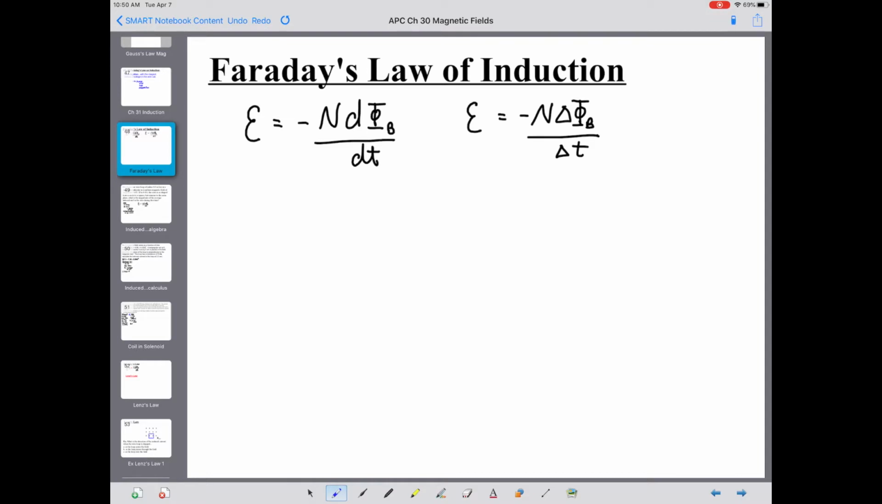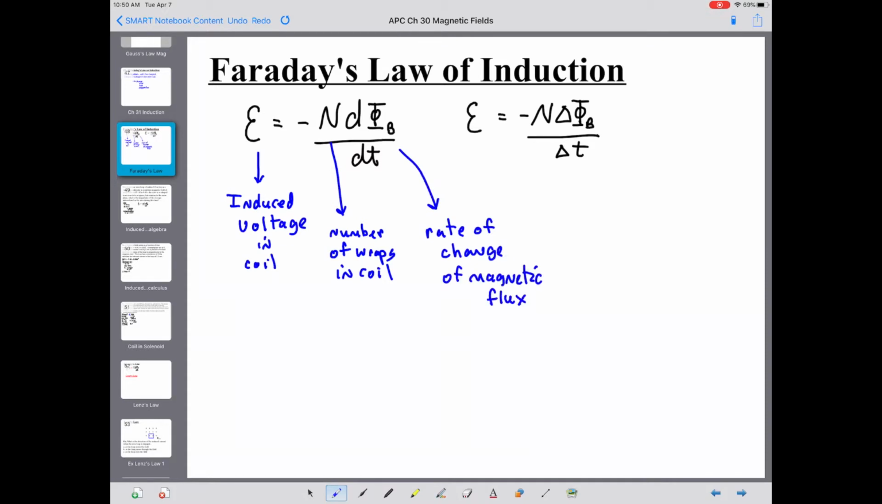So when we bring it all together, here's your equation for Faraday's law of induction. So the induced voltage in the coil, negative, that negative sign we'll talk about in a little bit, and the number of wraps in that coil, d phi dt, that's the rate of change of the magnetic flux. So your induced voltage is directly dependent on how you change that flux.